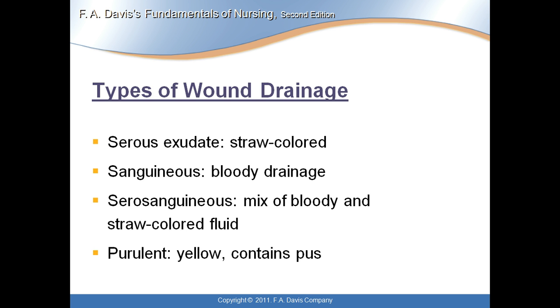So we have type of drainage. We have serous exudate, which is straw-colored. We have sanguinous, which is bloody drainage. We have serosanguinous, which is a mix of bloody and straw-colored fluid. You'll see more serosanguinous fluids from patients that have had some sort of surgery, especially abdominal surgery. It's a mixture of body fluid and blood, so it mixes and dissolves, and it has a darker pink color, but not a bloody color. And then you have purulent, which is yellow, and you can tell that it's infected and it's very pussy.